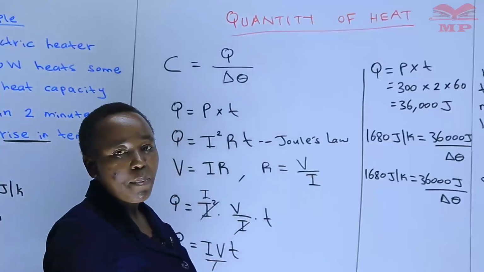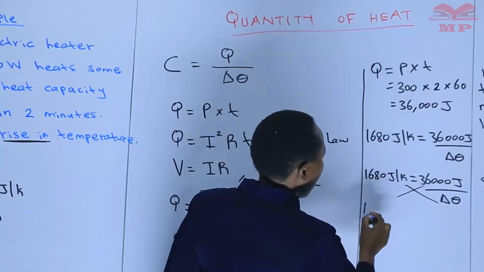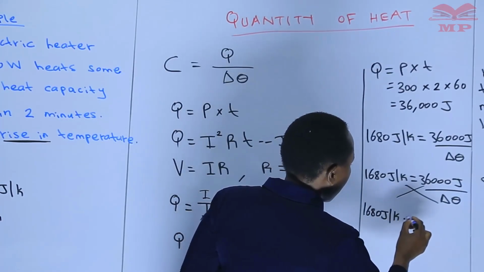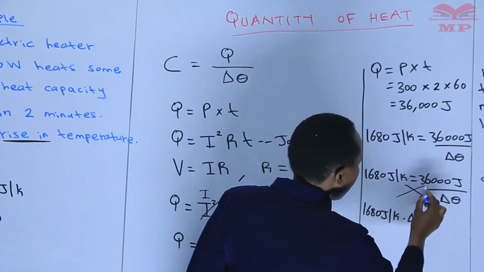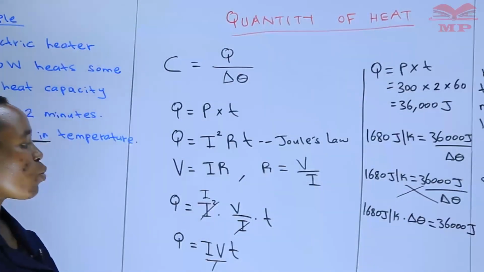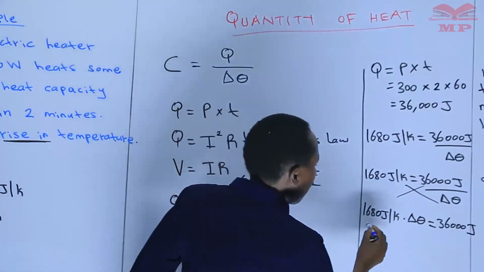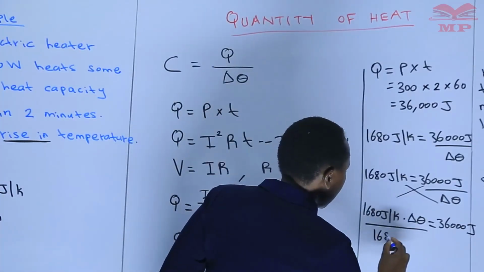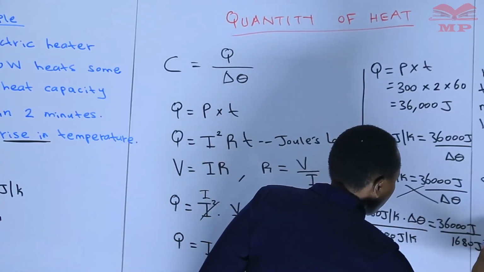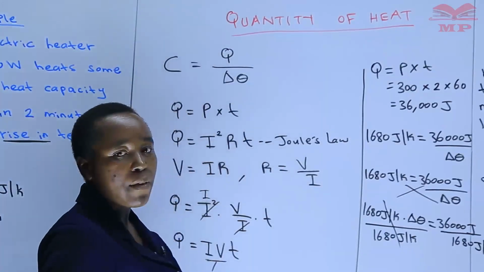So we can cross multiply so that we can get the value of the rise in temperature. We are going to have 1680 joules per Kelvin multiplied by the change in temperature is equal to 36,000 joules. We want to remain with the change in temperature, so we divide both sides by 1680 joules per Kelvin, and we cancel the 1680 joules per Kelvin on the left.